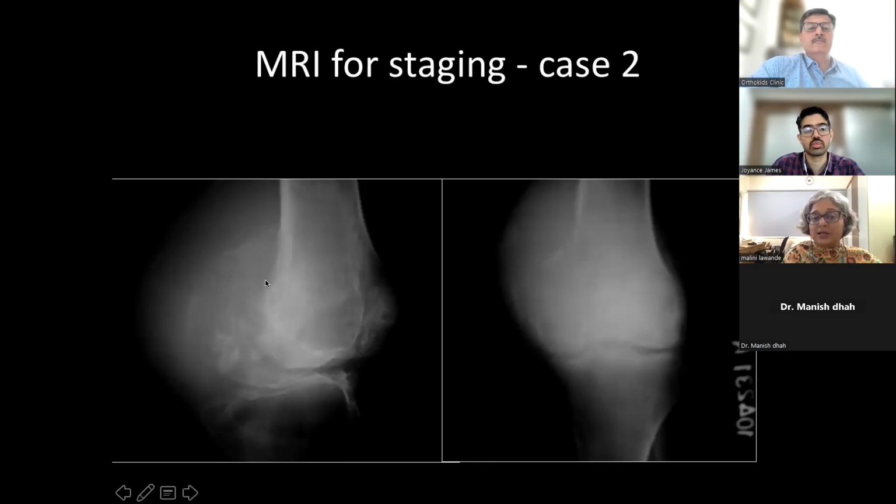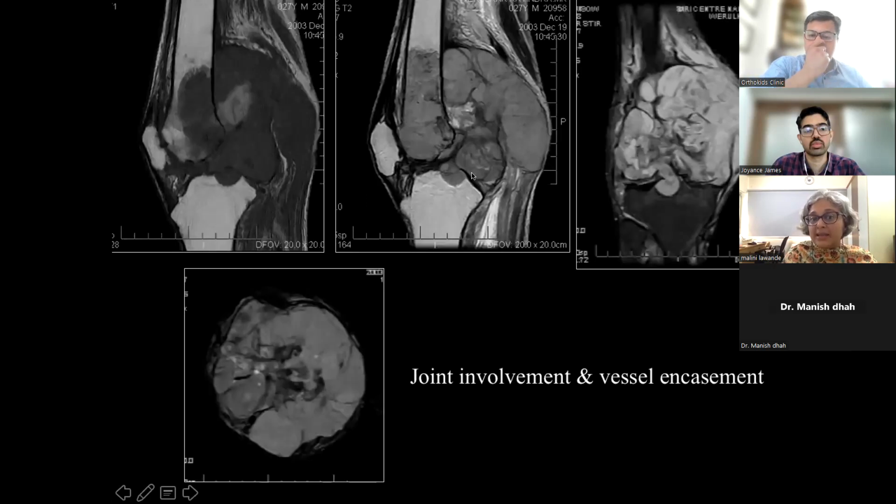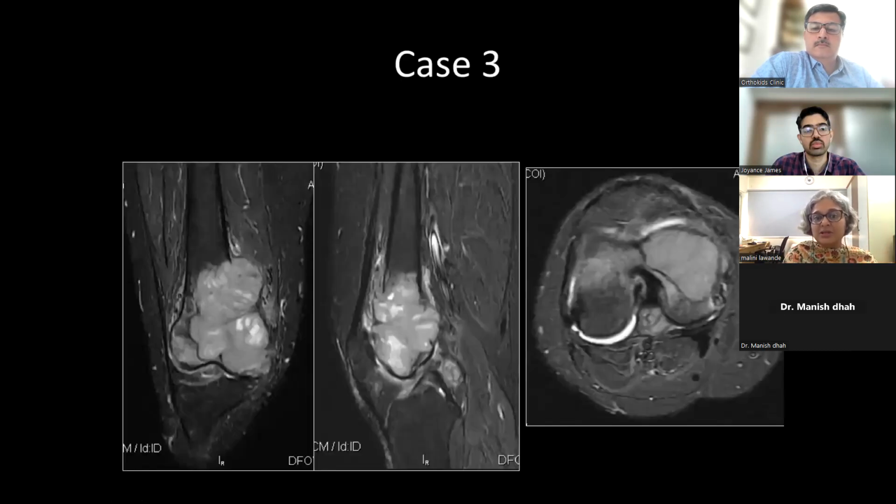Here, the X-ray really shows it's an aggressive lesion. There's no doubt about that. But what is MR adding? MR is adding that there is involvement of the joint. MR is adding encasement of the neurovascular bundle. MR is showing involvement of the tibia, which the radiograph is not showing. So for the staging, the extent, MR is really useful.